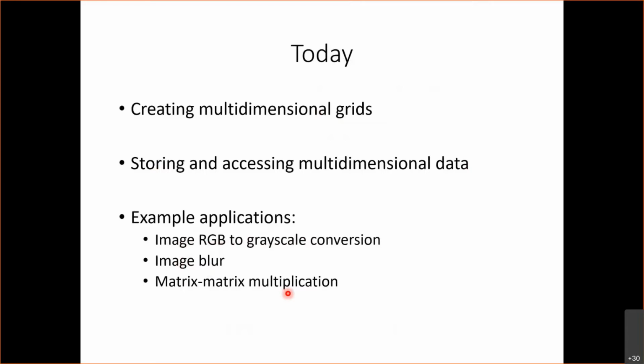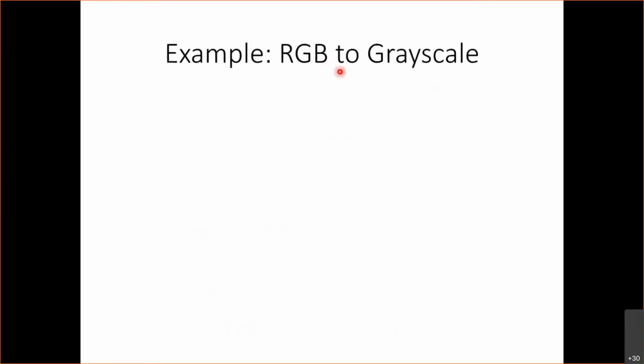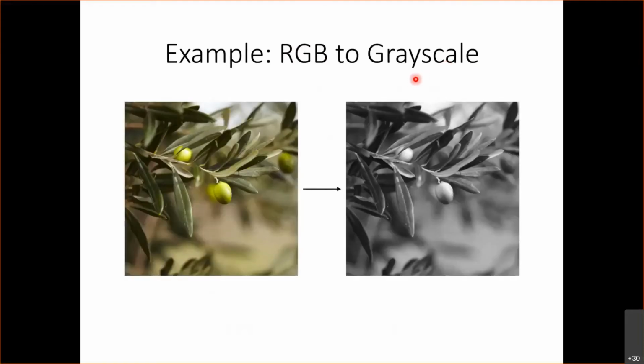Okay, so let's start with RGB to grayscale. What this computation does is it takes a colored image, and an image is basically an array of pixels. Every pixel is represented using three components: a red component, a green component, and a blue component. What we'd like to do is take this colored image and convert it into a grayscale image, where every pixel is just one value that represents an intensity, a range between black and white.